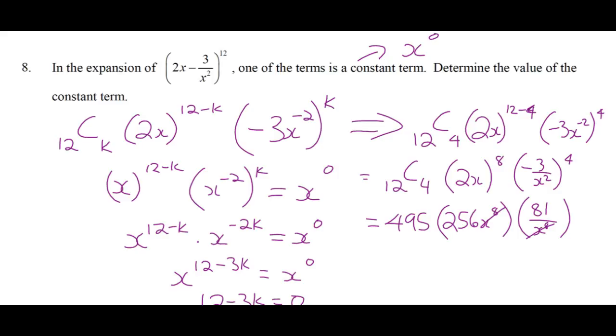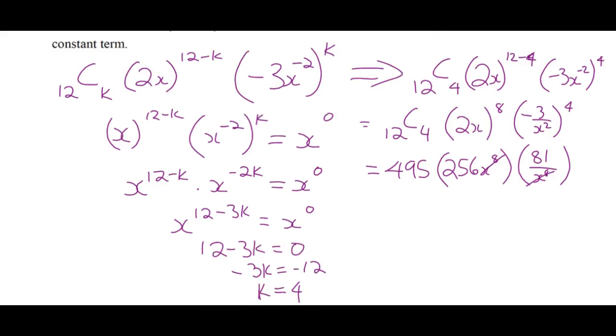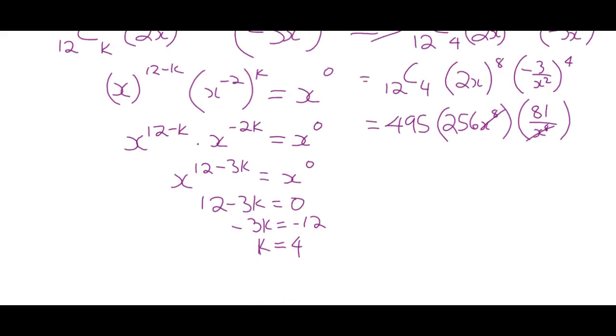Good, right? If we'd ended up with an x in here, I'd have messed up something, because I'm supposed to get an x to the 0. And we legitimately got an x to the 0. So it's 495 times 256 times 81, which is 10,264,320. That's a very common type of question in a binomial expansion, right?